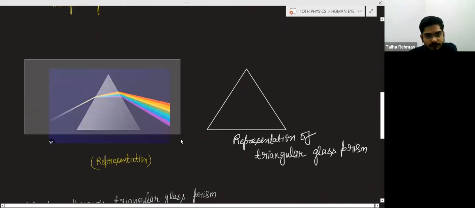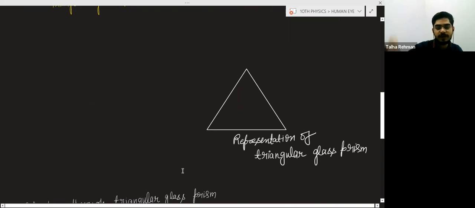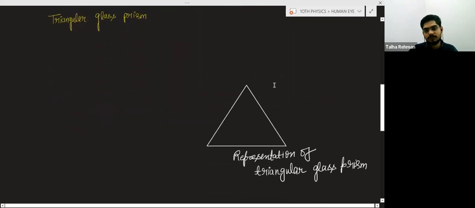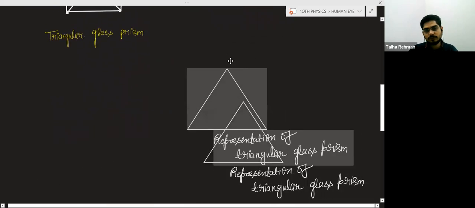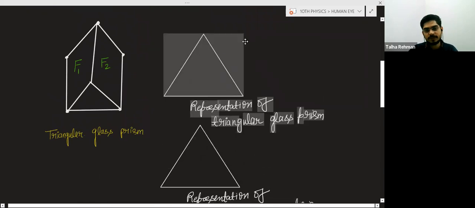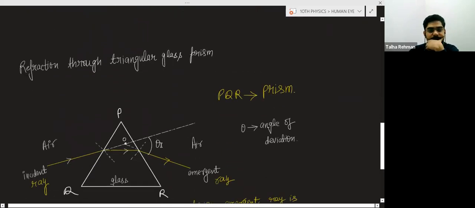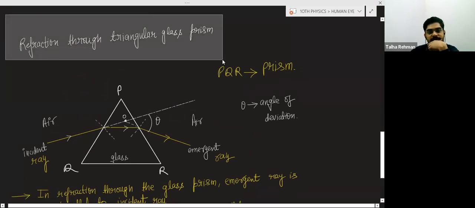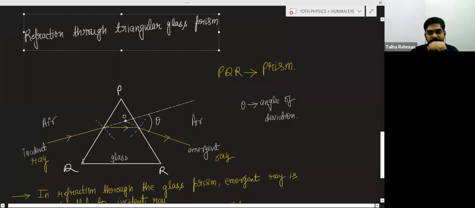This is just to give you a feel, and basically the representation of a triangular glass prism I have already written. In this way you will represent the glass prism. Now see how the refraction through the triangular glass prism takes place. This is a triangular glass prism, PQR. We show a glass prism like a triangle. So PQR is a triangular glass prism, and this is an incident ray.